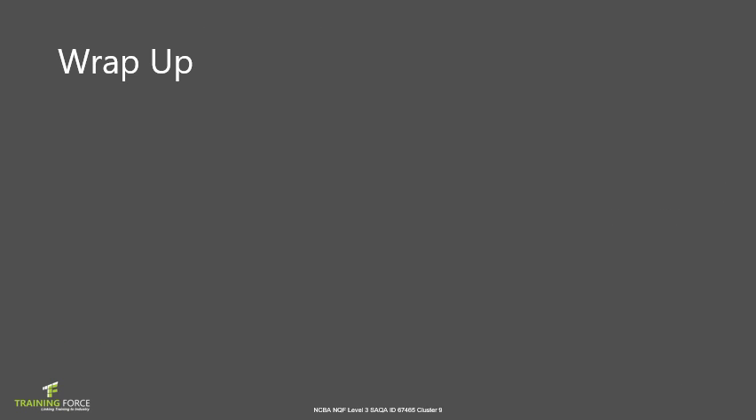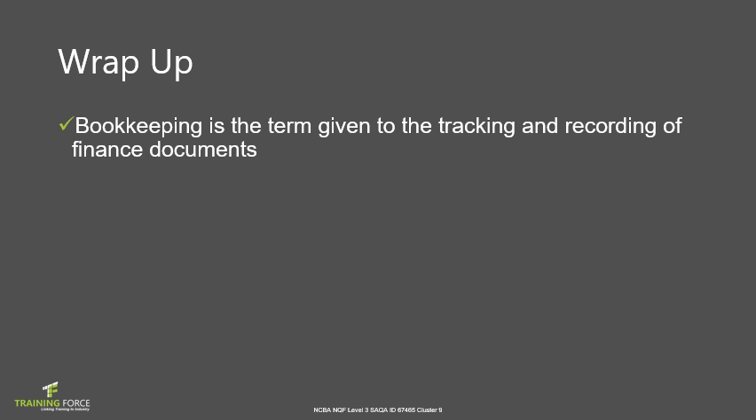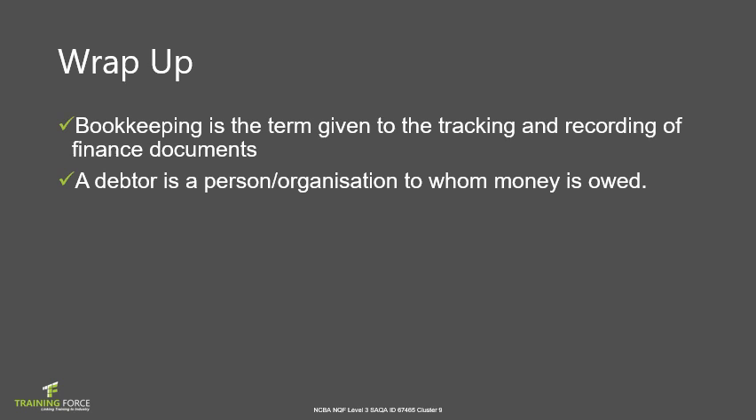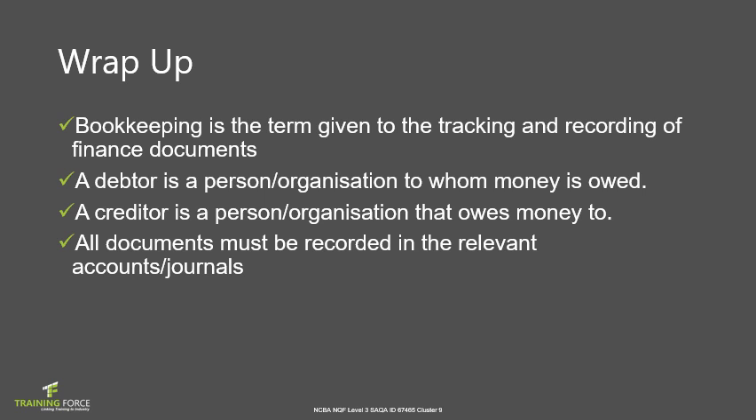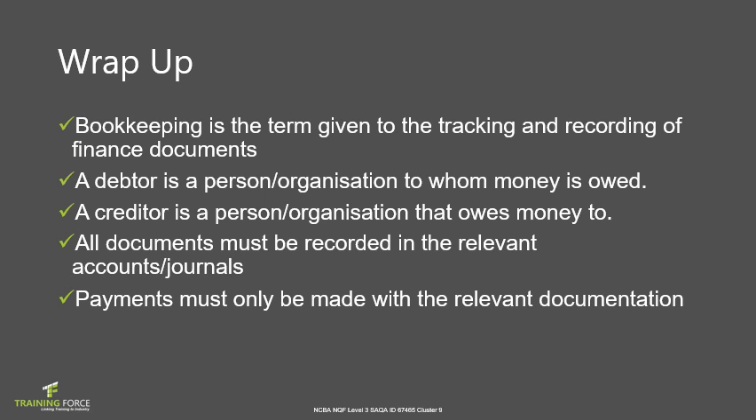And that's a wrap for topic 2, basic bookkeeping. Bookkeeping is the term given to the tracking and recording of finance documents. A debtor is a person or organization to whom money is owed. A creditor is a person or organization that owes money. All documents must be recorded in the relevant accounts or journals, and payments must only be made with the relevant documentation.